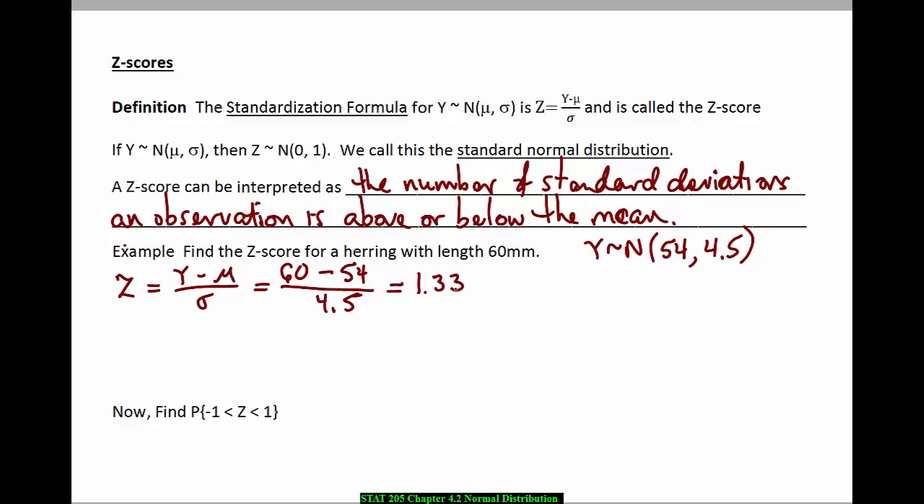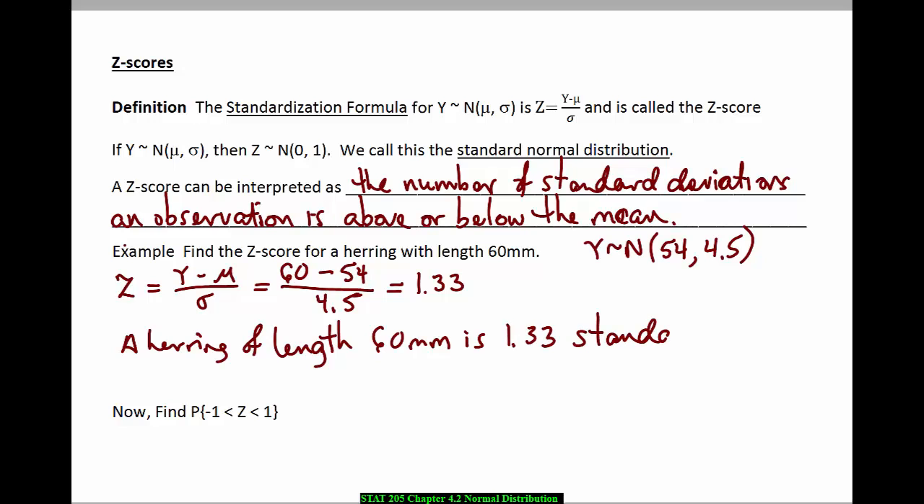So how do we interpret that? That means a herring of length 60 millimeters is 1.33 standard deviations above average.